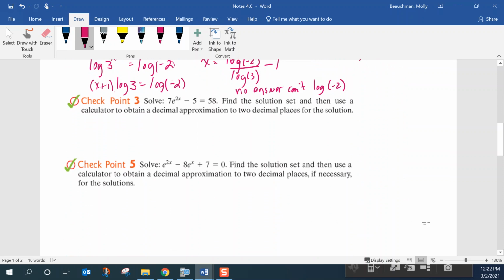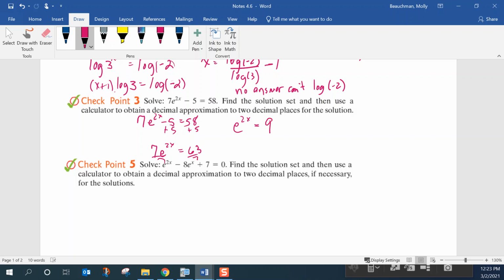The next expression, we have 7e to the 2x minus 5 is equal to 58. We can't use that trick of taking the log of both sides unless the exponent is isolated. So we have to isolate e to the 2x first. Add 5 to both sides. We end up with 7e to the power of 2x is equal to 58 plus 5, which is 63. Divide both sides by 7. We get e to the 2x is equal to 63 divided by 7, which is 9.